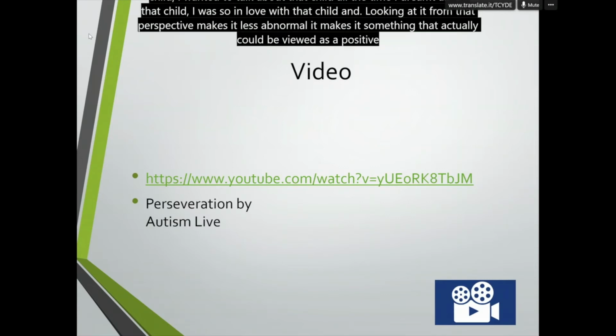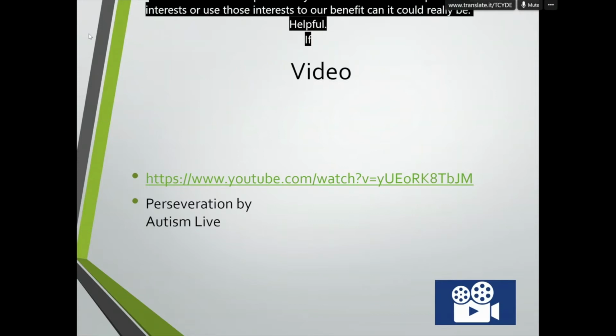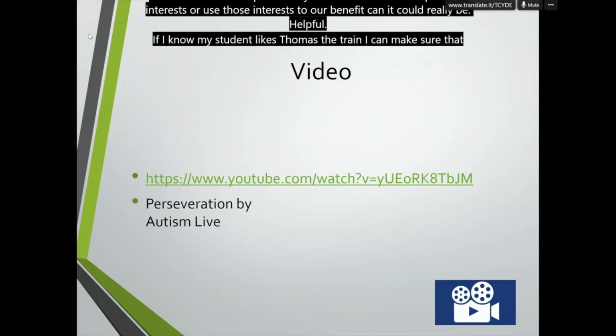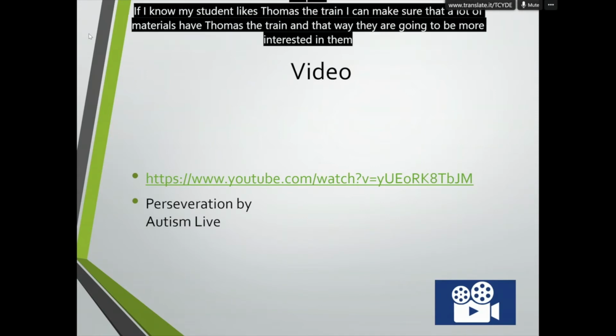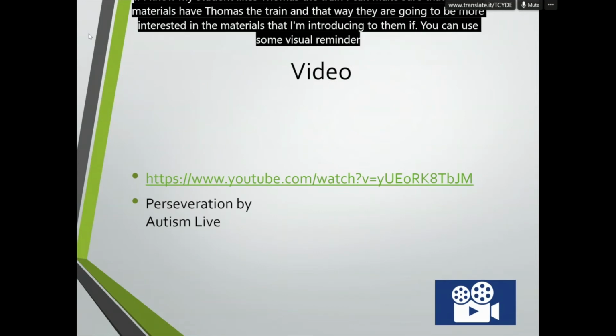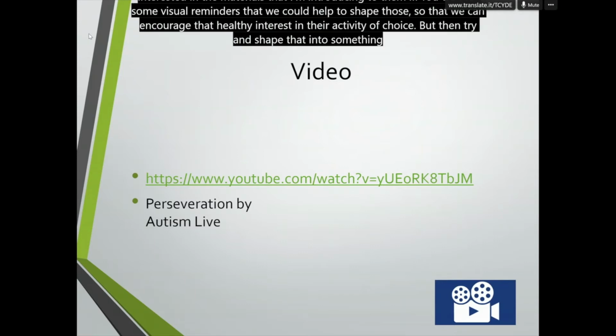If we could shape those interests or use those interests to our benefit, it could really be helpful. If I know my student likes Thomas the Train, I can make sure that a lot of materials have Thomas the Train, and that way they're going to be more interested in the materials that I'm introducing to them. If you can use some visual reminders, we could help to shape those so that we can encourage that healthy interest in their activity of choice, but then try and shape that into something that could be useful down the line.